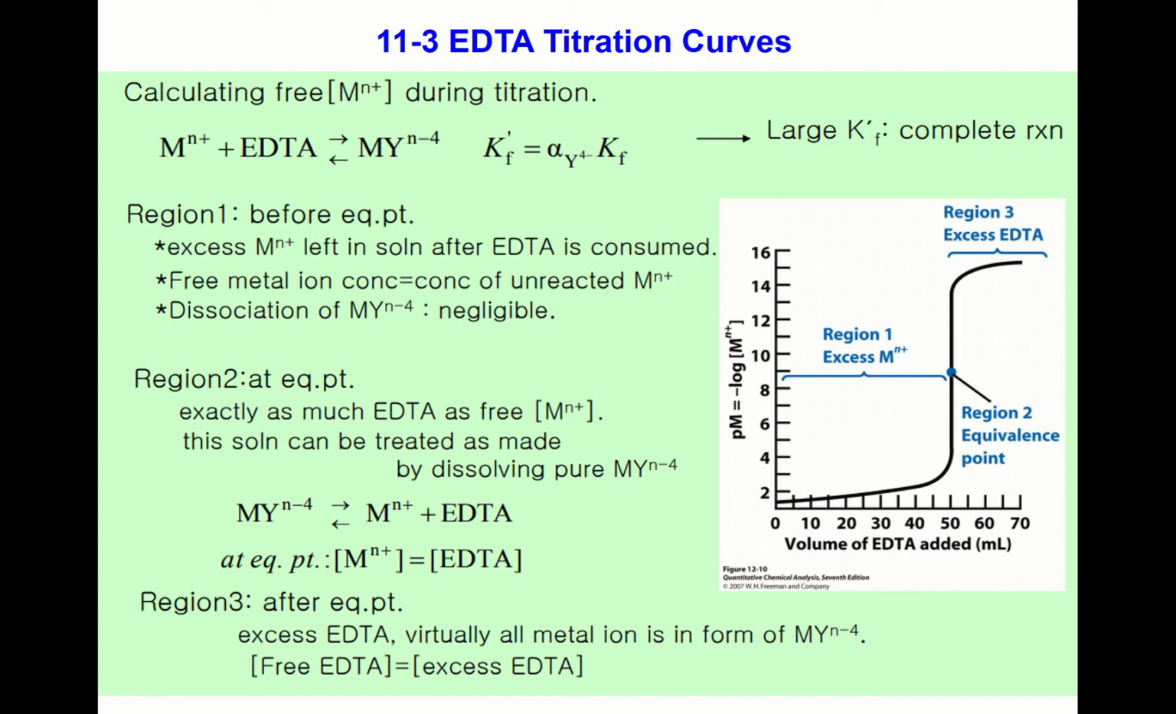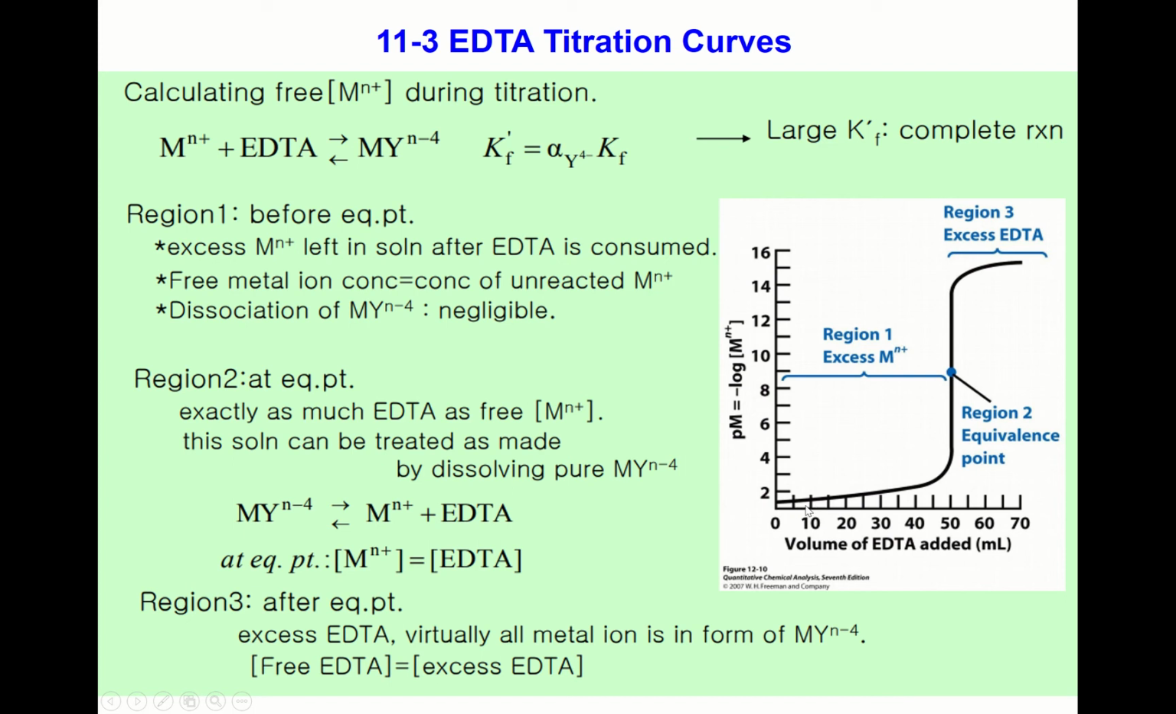You take an unknown solution, and that's the analyte. Then in the burette, you add the standard EDTA solution, with an exactly known concentration. Then you add the EDTA solution drop by drop into the analyte solution, and as you add the EDTA solution, something changes.